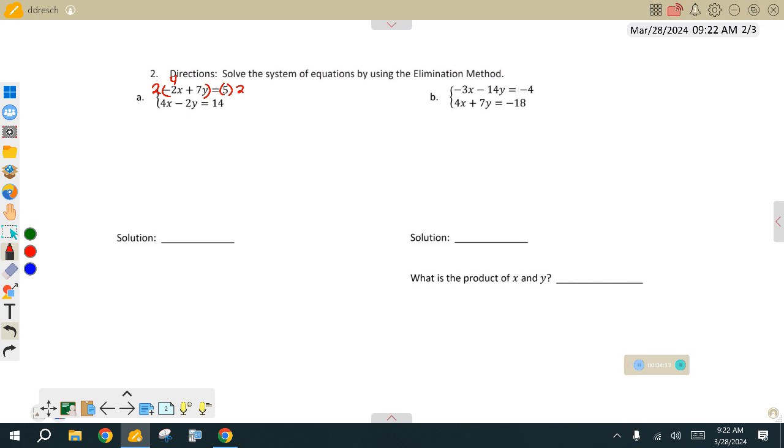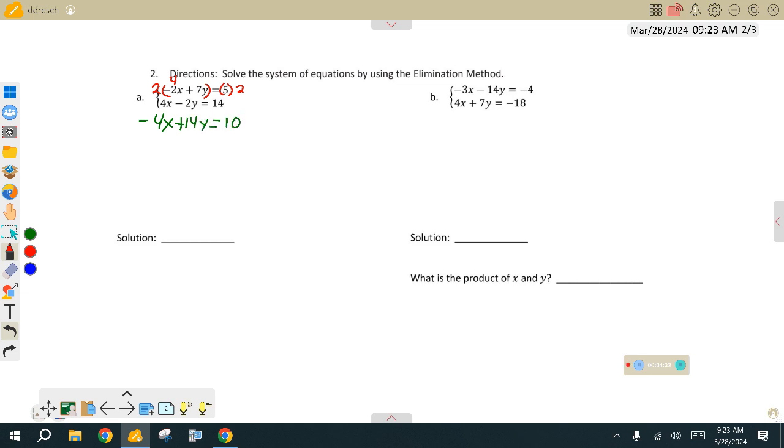That's the same kind of idea we did when we cleared out fractions. Okay, multiply everything by 2, guys. Top equation, let's rewrite it. What do we got? Negative 4x. 2 times 7y. And 5 times 2.